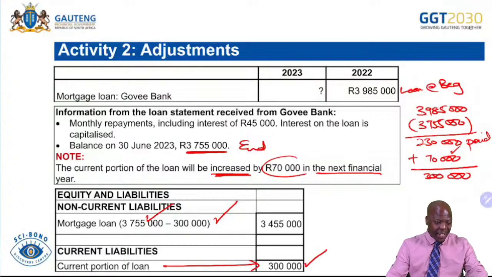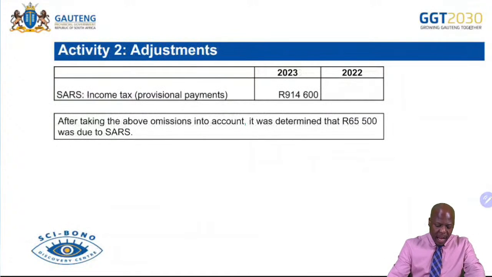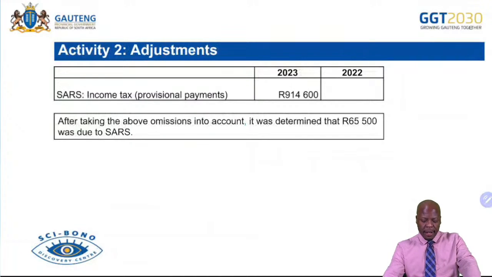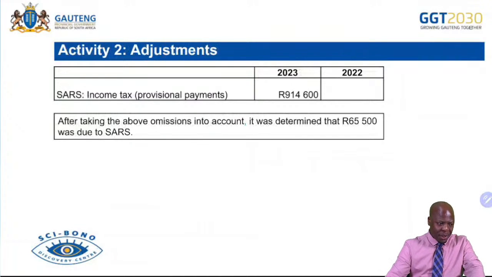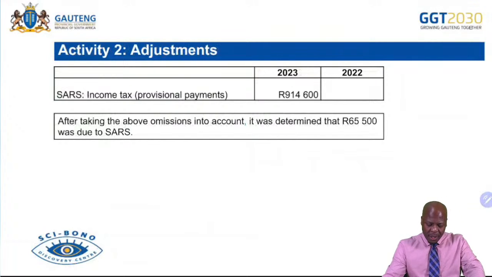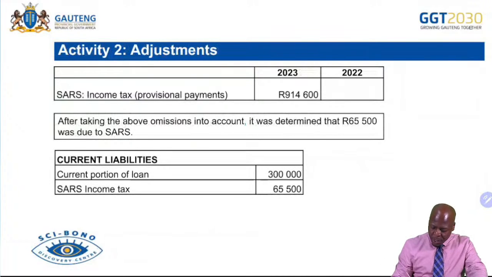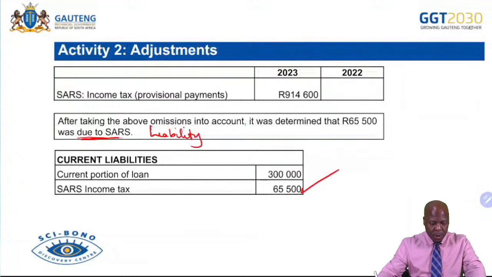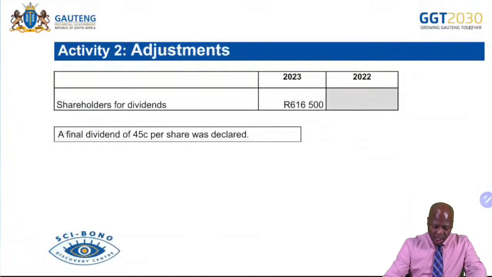Are we still okay? All right. I'm going to move on to the next adjustment. The next adjustment says, after taking the above omissions into account, it was determined that 65.5 was due to SARS. Okay, so if this was due to SARS, remember we are preparing the statement of financial position, so we're not going to waste time. We're just going to come due to SARS. That makes it a liability. So once it's a liability, we come here and we have our 65.5.